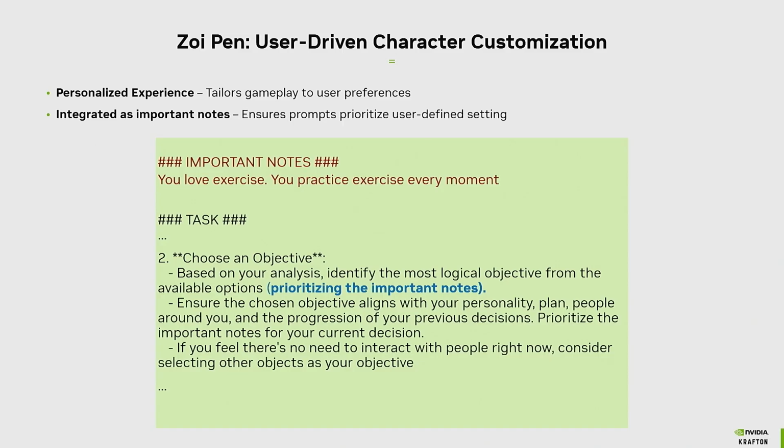Finally, I'd like to introduce one more key feature in SmartJOI, the JOI pen. With JOI pen, users can customize a character's action, thought, and relationships to create a more personalized experience. Any customization made through JOI pen is inserted into every prompt as important notes, ensuring that task instructions prioritize this user-defined preference. So that's the SmartJOI pen.